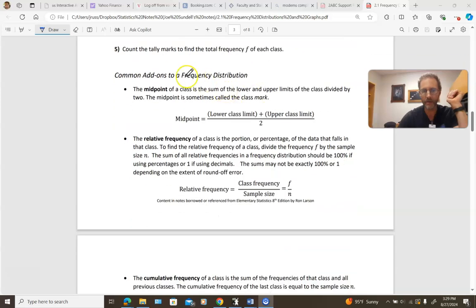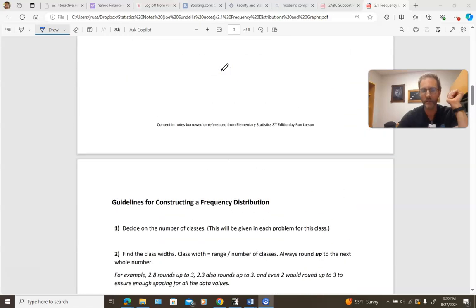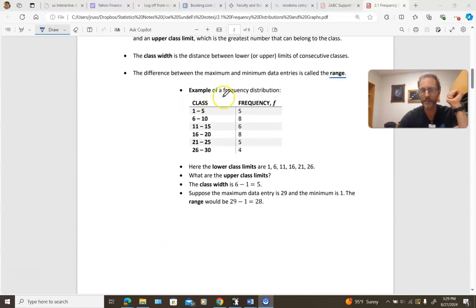All right, and then there are some common add-ons to frequency distributions. This up here, guys, this is a basic frequency distribution. This shows how the data is distributed. So looking at this, you can see the bulk of the data is sort of right here in the middle in these three classes, anywhere from 6 all the way up here to 20. That's where kind of the majority or the bulk of the data is.